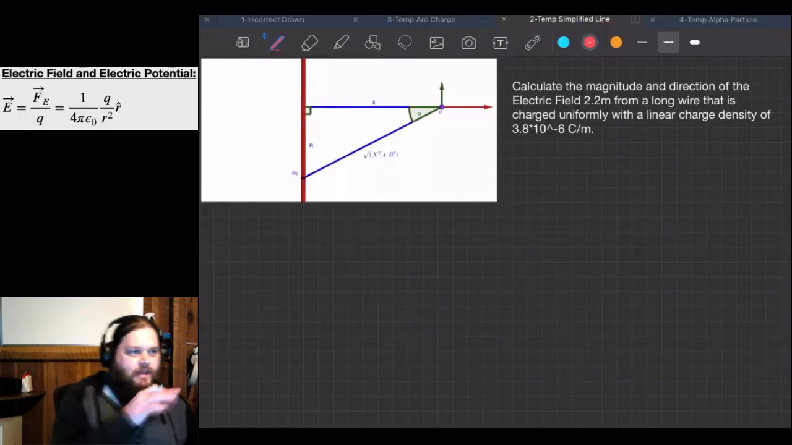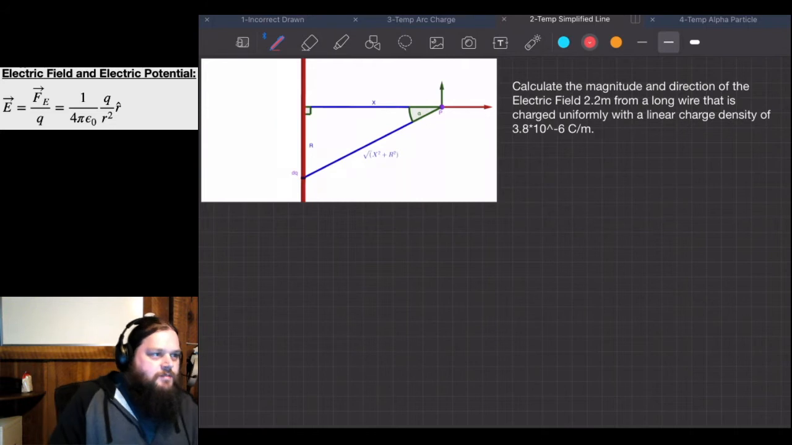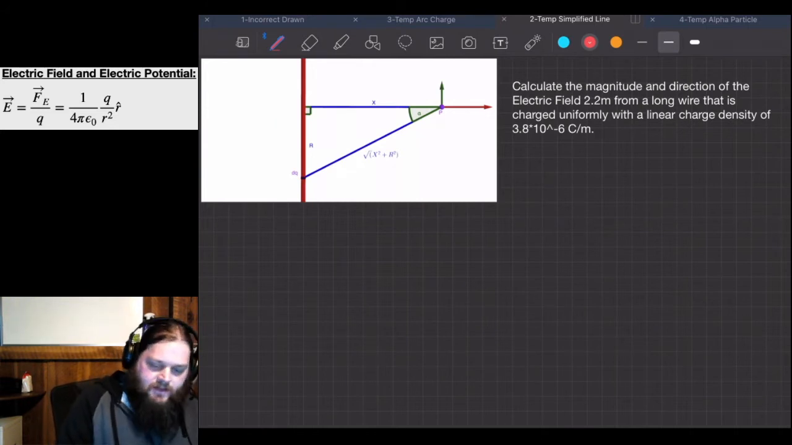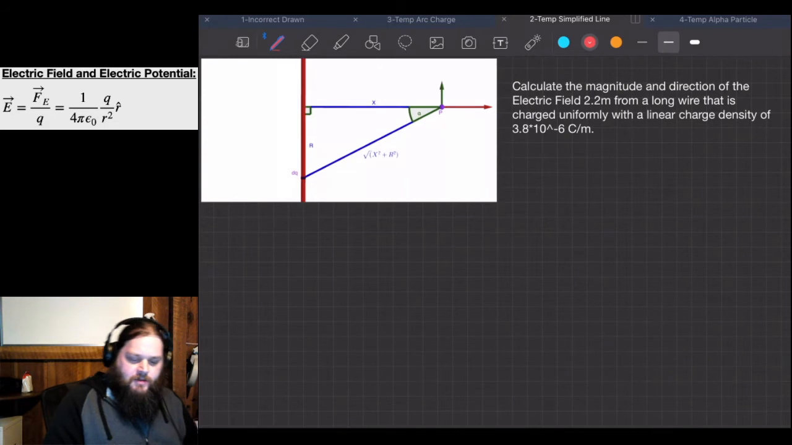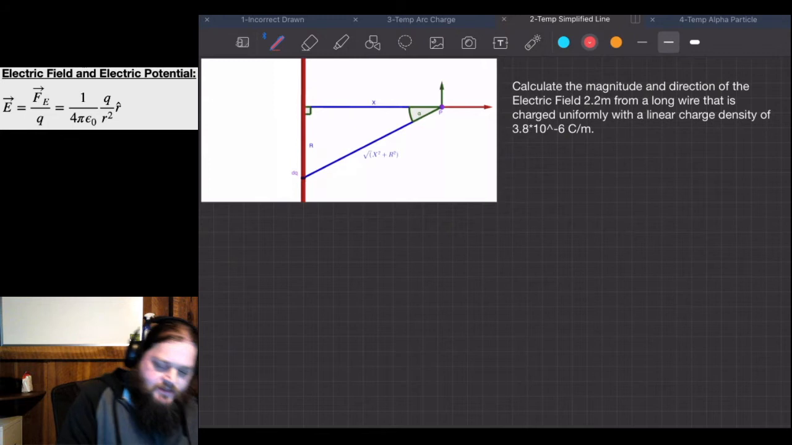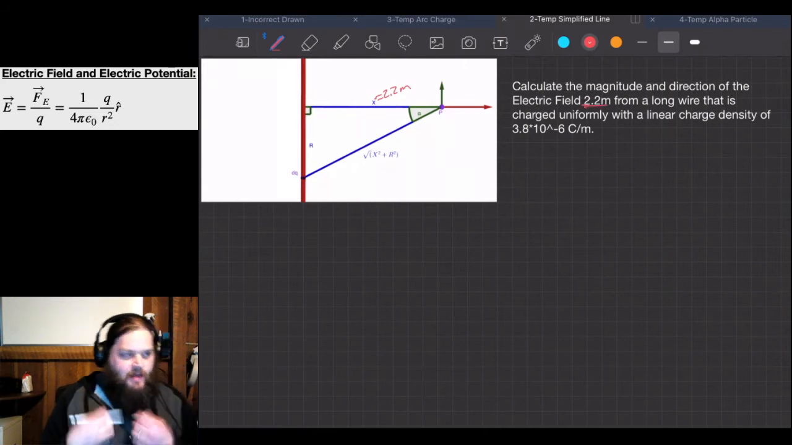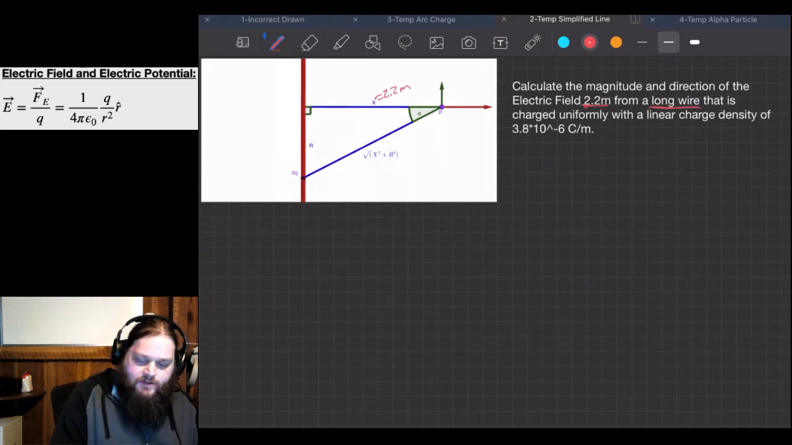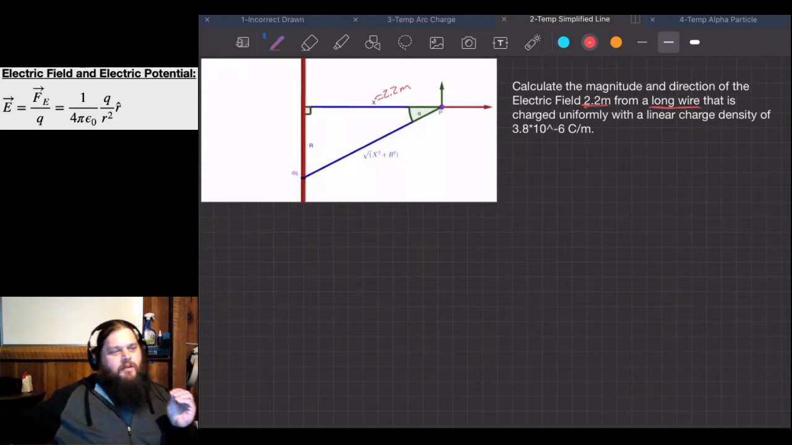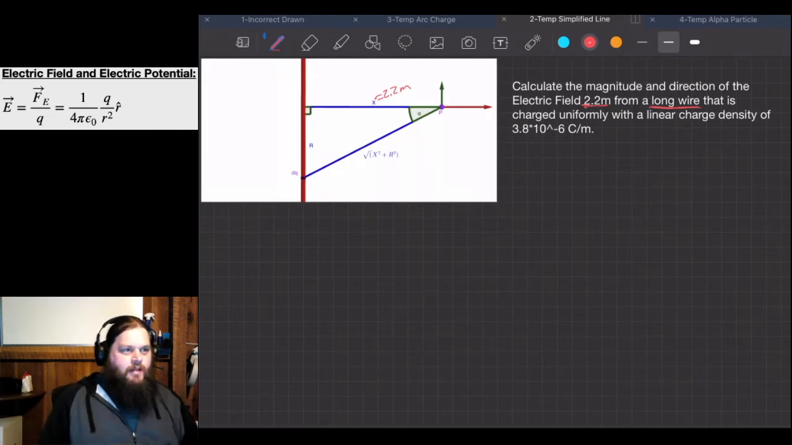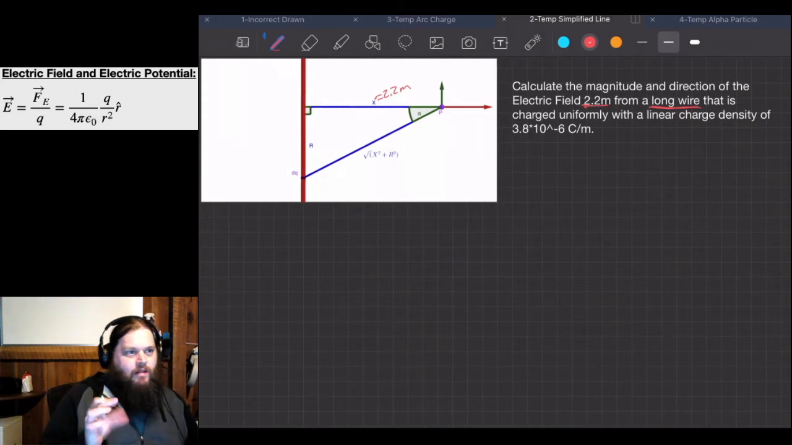All right, so here I have that diagram of that simulation, and you can see it's a plus there. And we want to calculate the magnitude and direction of the electric field at 2.2 meters from a long wire. So this distance x here is equal to 2.2 meters. I like to pull information out of the problems as I see them. And when it says it's a long wire, I'm going to assume that's an infinitely long wire, so it goes on forever and ever. And we're just going to call that length right there L for now.